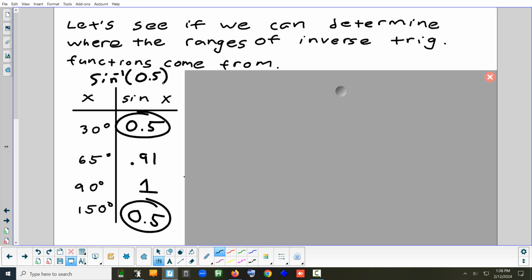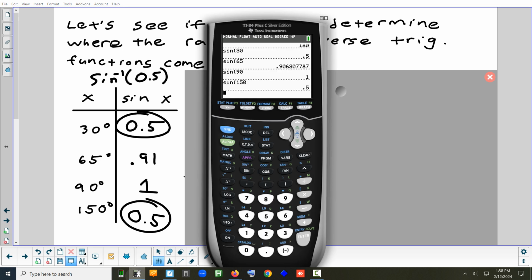When we do inverse trig, we only want to get one answer. There's lots of different answers I could take and get 0.5. I could do the sine of 390. That's 0.5. I could do the sine of 410. No, wrong one. 360. Oh, 510. There's tons of angles that I could take the sine of and get 0.5 as the answer.